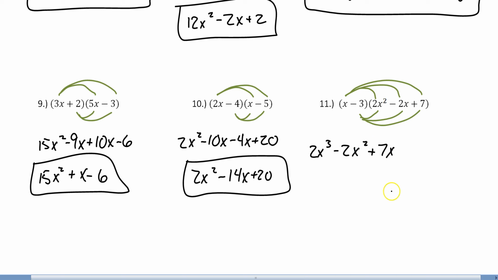Okay? And now again, that minus 3, I'm distributing as a negative 3. So negative 3 times the 2x squared is a negative 6x squared. Negative 3 times the negative 2x is a plus 6x. And then negative 3 times the 7 is a minus 21. And now I combine like terms. The negative 2x squared and the negative 6x squared is a negative 8x squared. The 7x and the 6x is a 13x. And the minus 21 just kind of tags along for the ride.